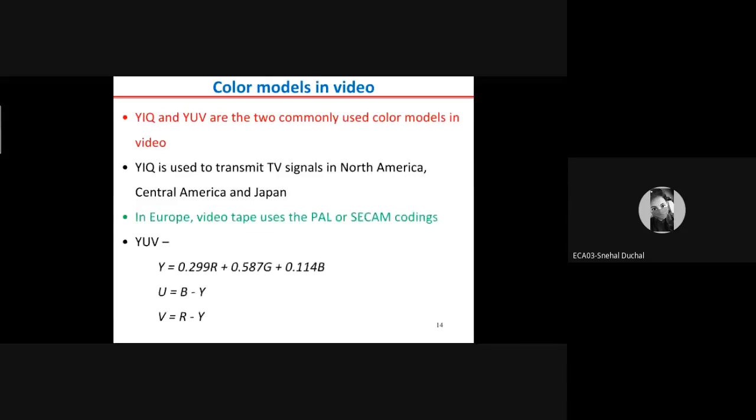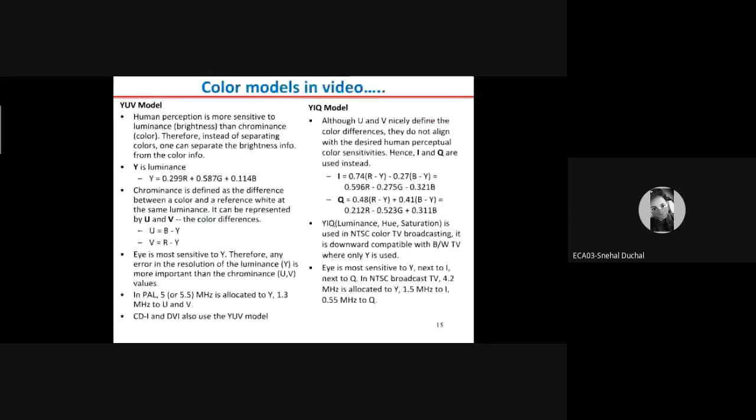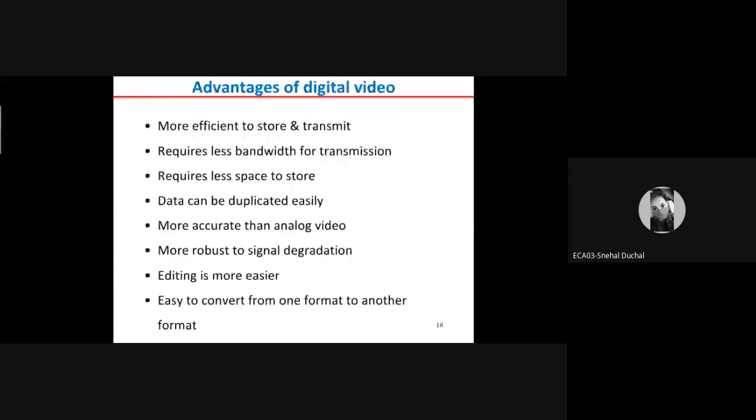In our videos, these are the two commonly used models: one is the YIQ model and the other is the YUV model. Here are the various formulas to indicate the conversion of models. What is a YUV model? What is a YIQ model? And what is the basic difference between these two color models? Basically, these two models are commonly used in digital videos.